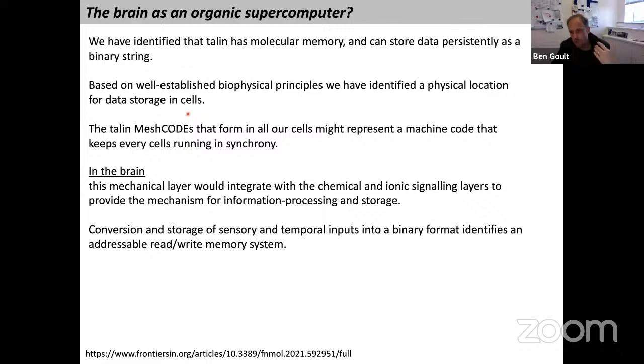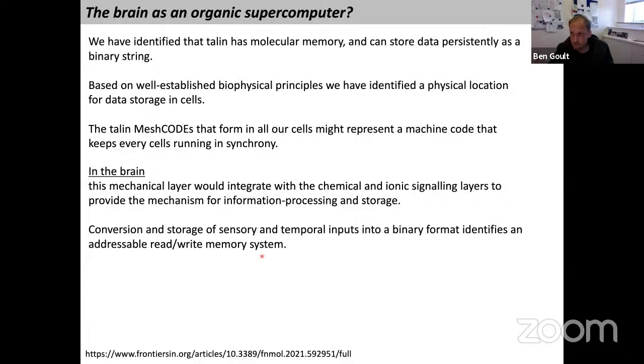Like all of the chemical and ionic signaling layers, which are well mapped out and understood, they would be going on doing their business, but they'd be constantly updating this mechanical layer underneath, which would be the mechanism for the information processing and storage. But what I'd finish with is that the conversion and storage of these sensory and temporal inputs into a binary format identifies an addressable read-write memory system.